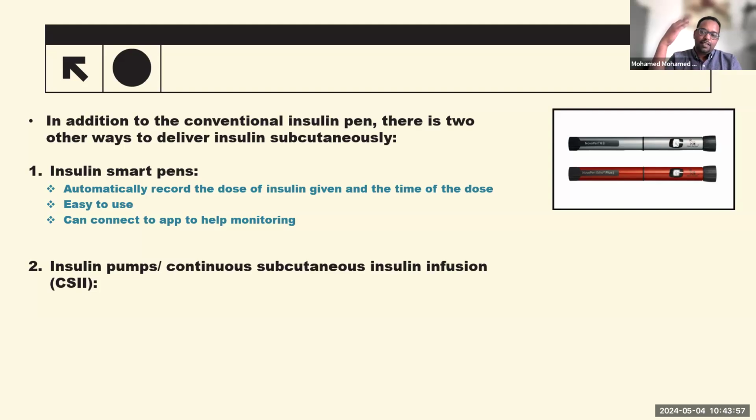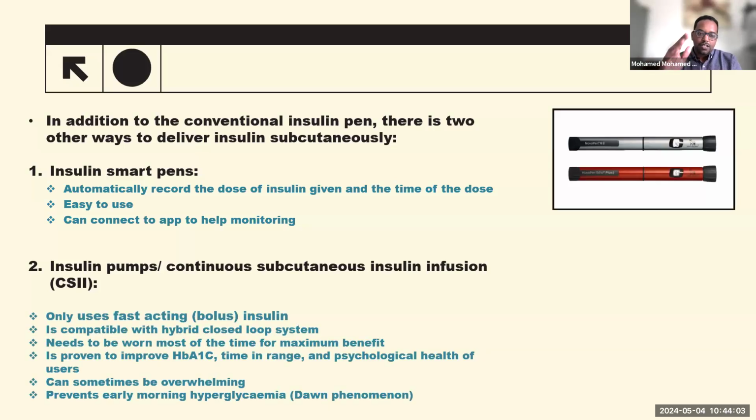But at the top of the technologies, of course, is the continuous subcutaneous insulin infusion with the insulin pumps. Bear in mind, they only use fast-acting insulin, the bolus insulin, either the Fiasp or the Novorapid. It is compatible with the hybrid closed-loop system, and this is why they are of a big preference over smart pens. They need to be worn most of the time for maximum benefit, which can be challenging to some patients.